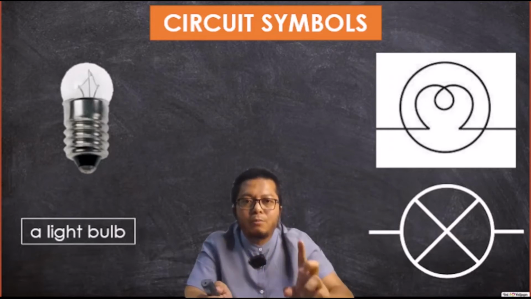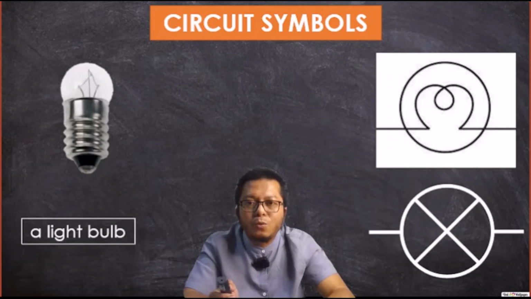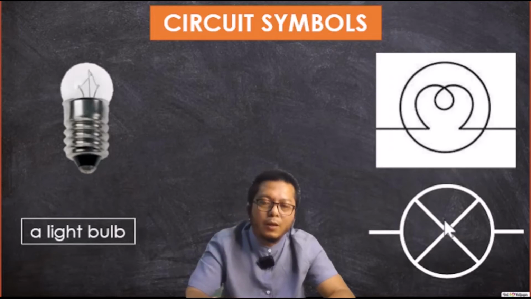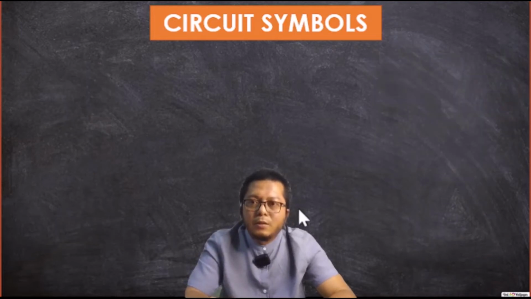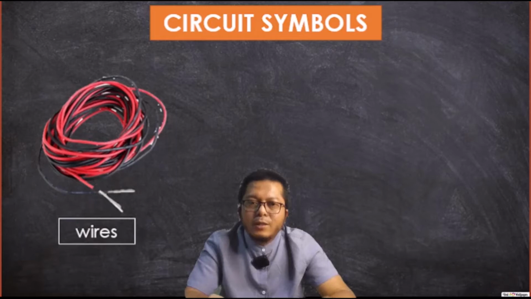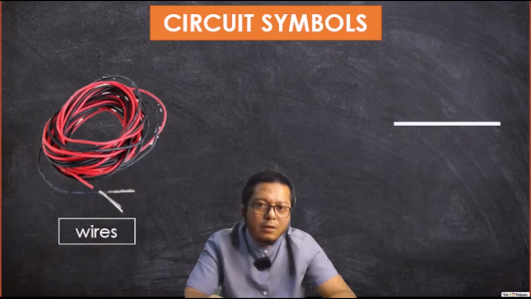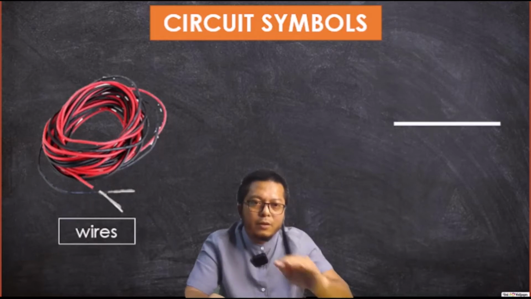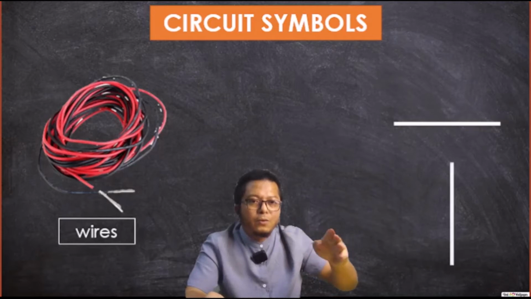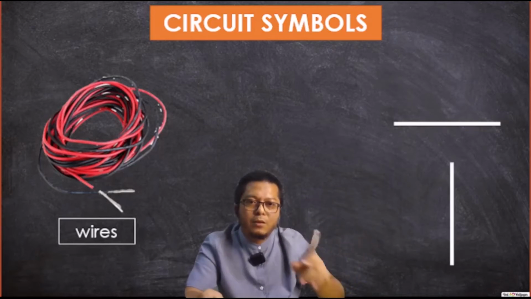To show light bulb in our drawing, we can use the top one or the bottom one. Okay, for wires it is easy, either a straight line like that, a vertical line like that, or like that. It is the same, just use one wire, one line.